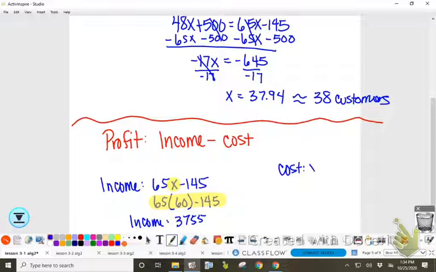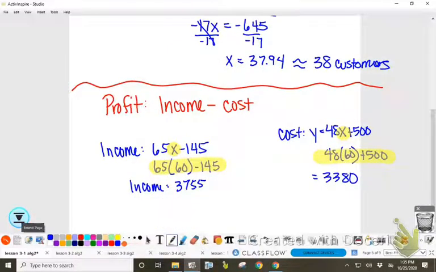Now we need to figure out the cost. The cost equation was y equals 48x plus 500. Again, they told us that when you had 60 customers, that's your x. So I'm going to put 48 times 60 plus 500, and put all of that into your calculator in one step. When you do that, you get 3380. So your profit is going to be your income, which is $37.55, minus your cost, which is $33.80, which equals $375. So he brought in $37.55, but it cost $33.80 when he had 60 customers, so he actually only made $375.